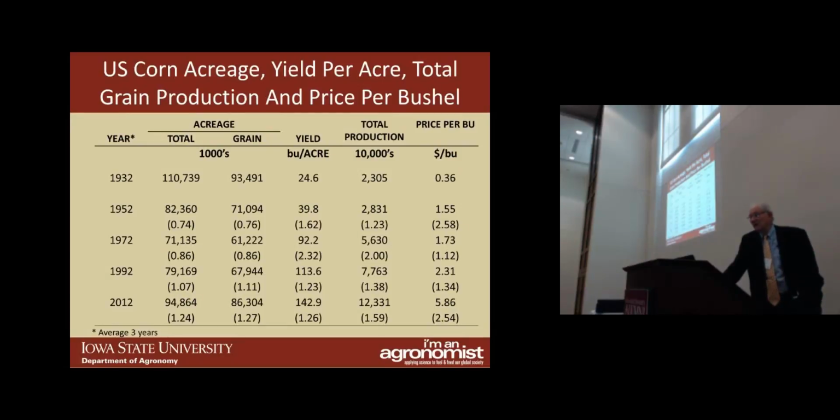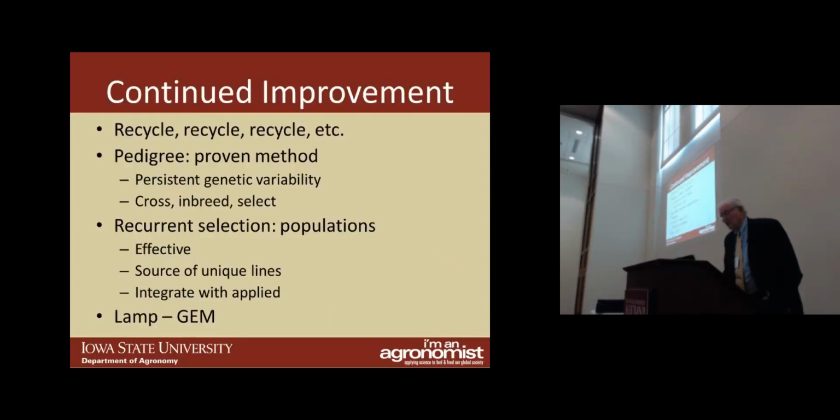So you can see there's been a large 6 times increase in yield, at least 8 times, pretty close, at fewer acres, and total production is up. So the methods that the guys have been using have certainly paid off. Continued recycle, recycle, recycle. That's what we need to do, and that's what the breeders do today. Good by good within the heterotic groups.